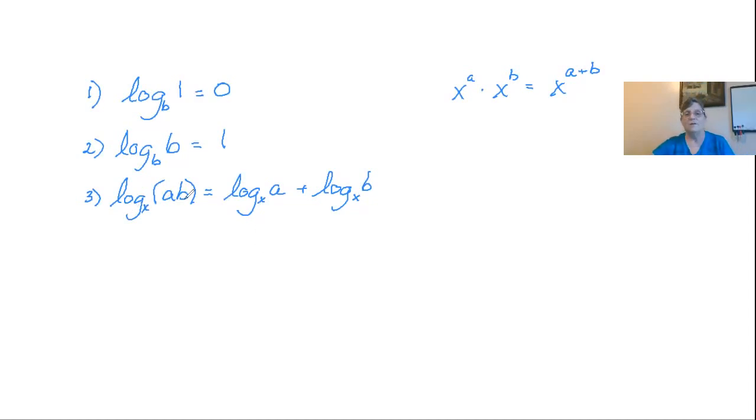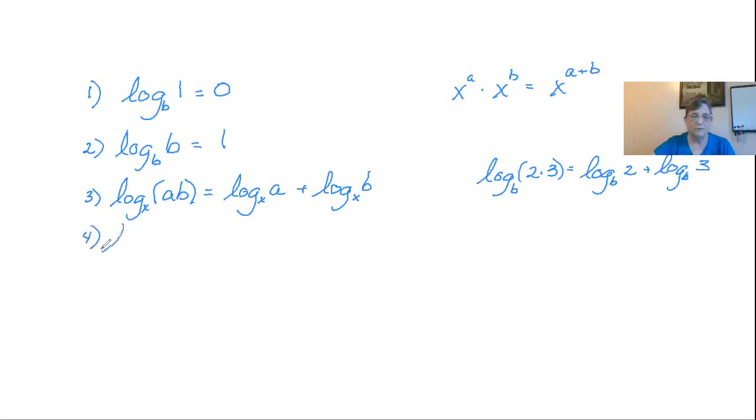The log of a product is the log of the first one plus the log of the second one. So if you wanted to find the log, in any base, of 2 times 3, you could do the log of 2 plus the log of 3.